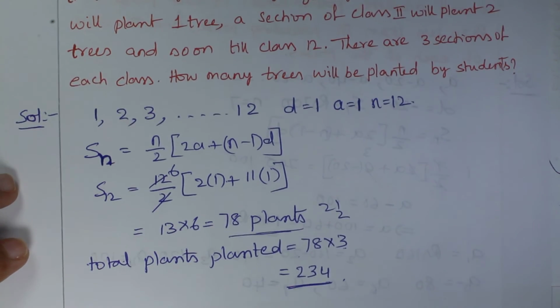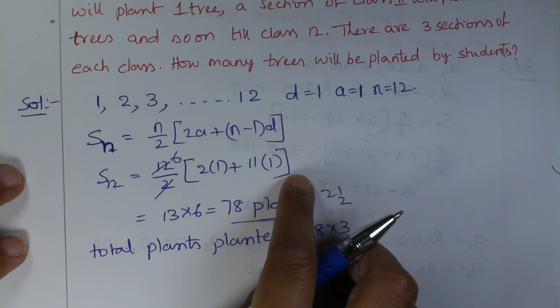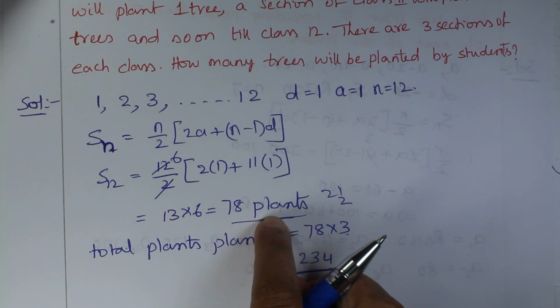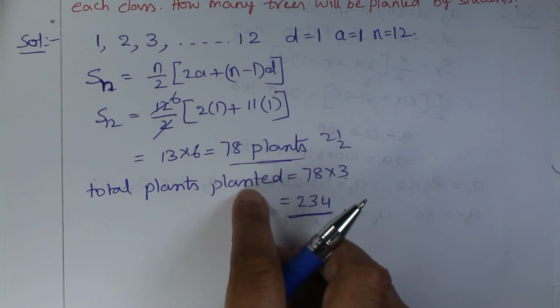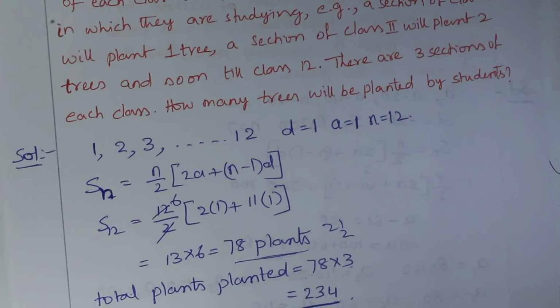So I have found the sum of the trees planted by 12 classes from one section, that is 78 plants. Now there are 3 such sections. So the total number of plants planted by 3 sections will be 78 into 3, that is equal to 234. Hope this is clear for you.